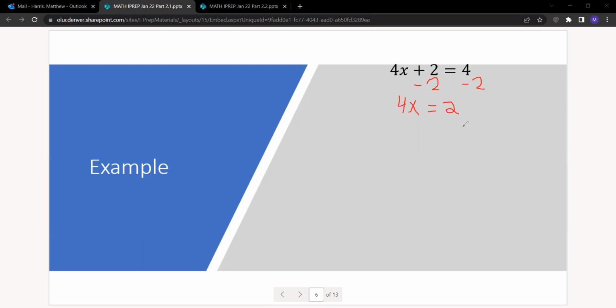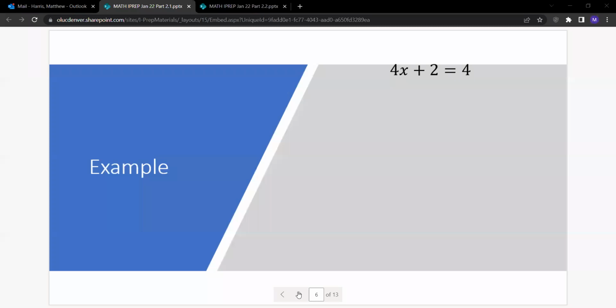And then our next step, multiplication, division, we're going to divide. So we have 4x. To get this x all by itself, we have to get rid of this 4. And so if it's 4 times x, we're going to do 4x divided by 4. And if we simplify, we have x equals 1/2. All right.